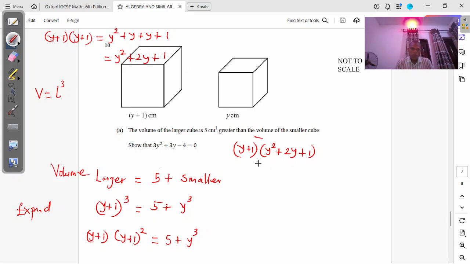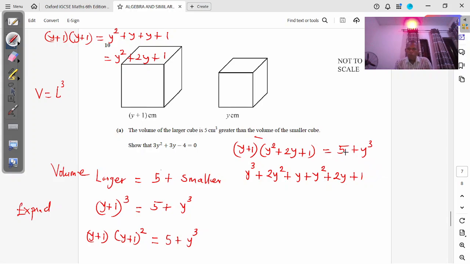Alright, so this is what I have here, then is equal to 5 plus what? y cube, right? Okay, so now I'm going to use this y plus 1 to expand out this bracket. So y times y squared gives me y cube, then plus y times 2y, that is 2y squared, then y times 1, that is y, then plus 1 times y squared, that is y squared, plus 1 times 2y, that is 2y, then 1 times 1, that's plus 1.